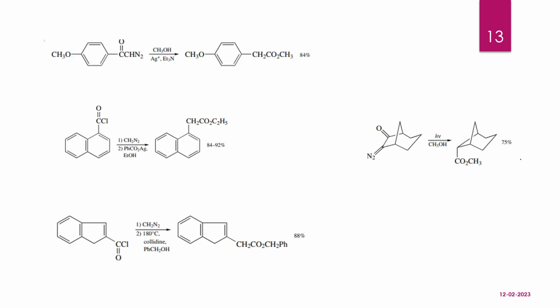Our next reaction is the same kind of Arndt-Eistert reaction. A similar kind of reaction is happening. I am not showing the mechanism again and again. Here again a carbene will generate, and this carbene will go. Sorry, what is happening?